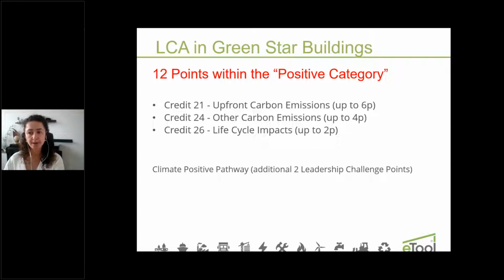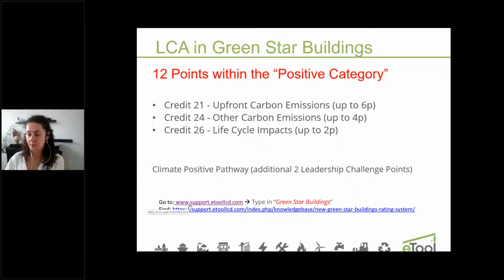The way it works is you need to combine 4 credits into one package. So credit 21 and credit 24, as well as 2 other credits from a different category that LCA doesn't cover based on the guidelines, energy use and energy source. And then you get additional leadership challenge points. Unfortunately, energy use and energy sources, although part of the life cycle assessment, cannot be targeted for these credits. But you can extract the information and also optimize your design regardless.